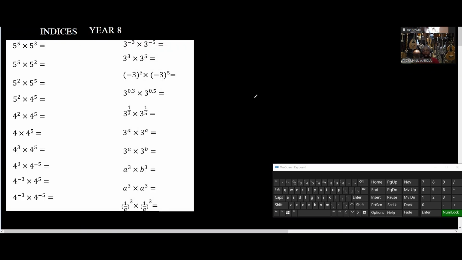The first question under this laws of indices. Once they are five and five, you pick a single five, then you add the powers together, and this will become 5 raised to power 8. Then the second one is the same thing, raised to power 5 plus 2, and this will become 5 raised to power 7. Then the third one is the same thing, the powers are 2 plus 5.